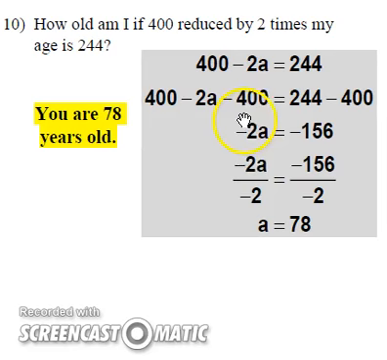Now all we got to do is get that coefficient to be 1. How do you always get a coefficient to be 1? Divide by the coefficient number. So negative 2 divided by negative 2 gives us the 1A. And since we divided by negative 2 here, we got to do the same thing here. Negative 156 divided by negative 2 is 78. So you're 78 years old. And if you put 78 in here and evaluate it, you'll see that 400 minus 2 times 78 is 244.